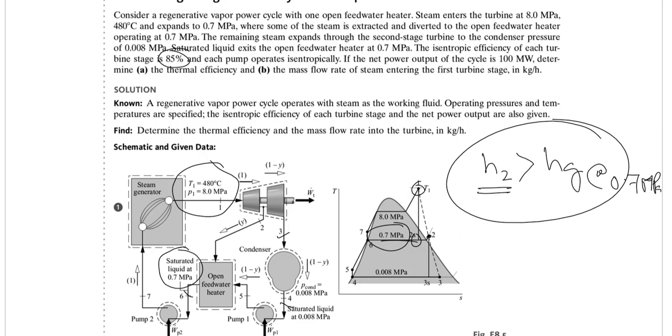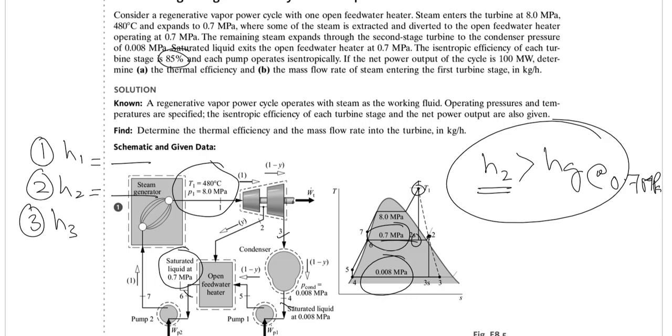So now at state 1, I have the enthalpy H1, and at state 2, I have the enthalpy H2. Now moving to state 3, finding the enthalpy H3. There it will be a little bit of a tricky part, as at state 3 we do not have any other values, only the pressure is given.